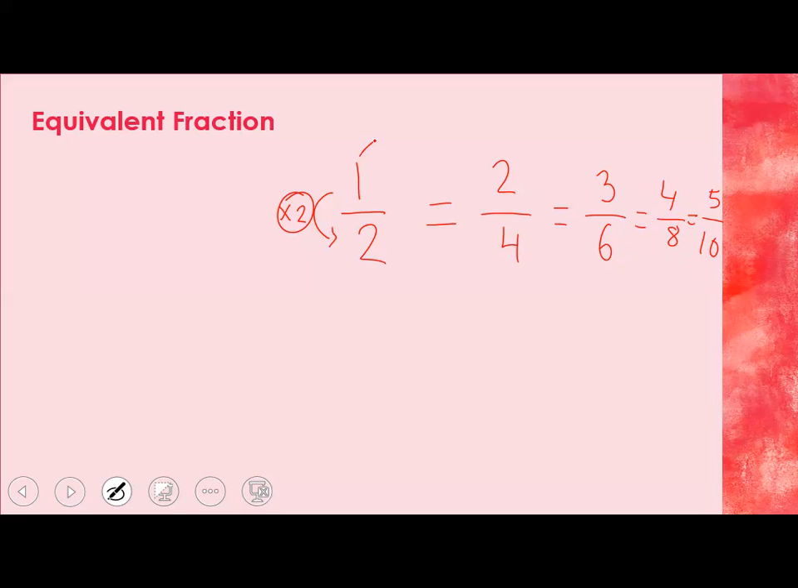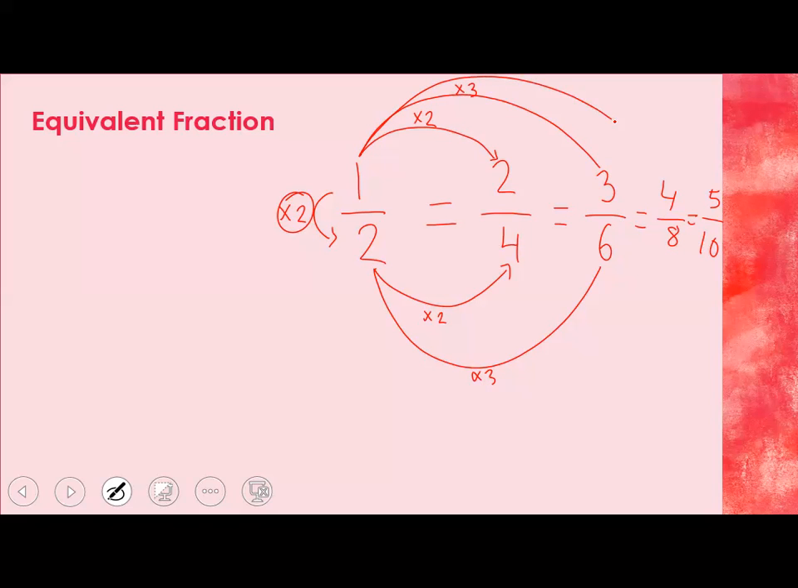Okay, to get from here to here, what have I had to do? I've had to multiply by 2. Have I done the same here? Is 2 times 2 4? Yes, it is. Now, to get from 1 to 3, what have I had to do? I've had to multiply by 3. Have I done the same there? Is 2 multiplied by 3 6? Well, yes, it is.